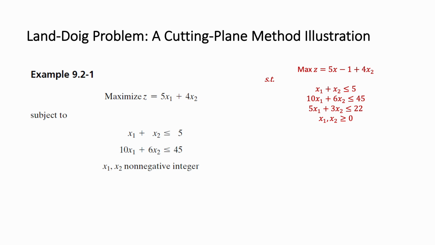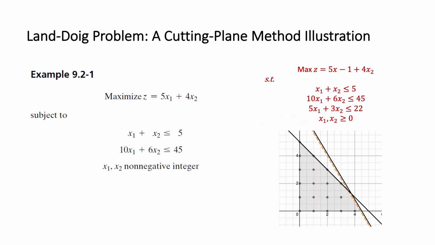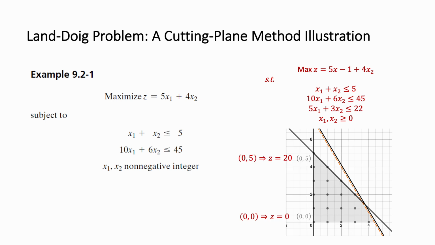Okay, so we will now solve this new LP. The new LP is the same as the original, with an additional constraint, which is the first cut. So this is the feasible region. Now the orange broken line represents the new constraint. So check the candidate corner points. Our candidate corner points are (0, 0) and (0, 5).